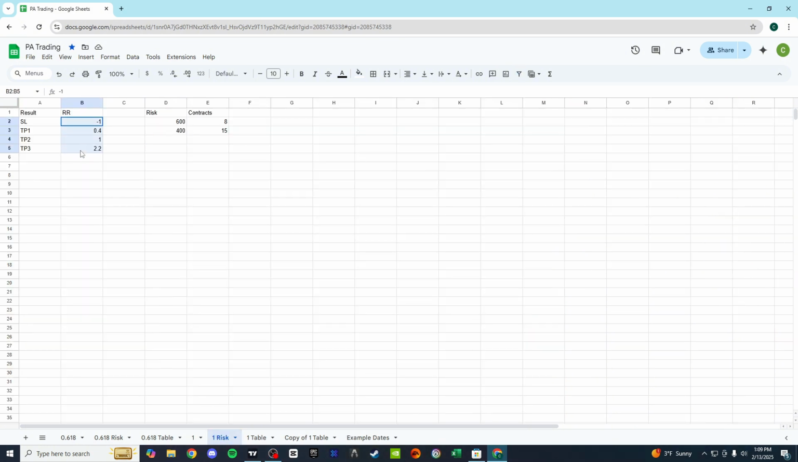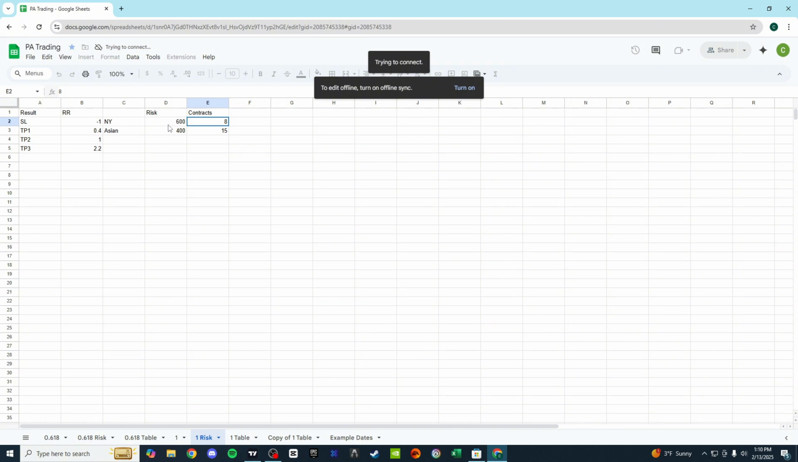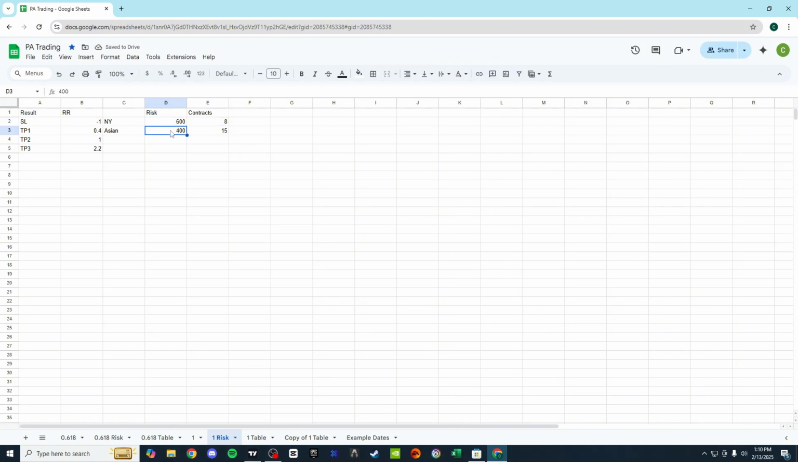So for the risk, these are the RRs that are calculated with those. This is going to be New York, and this is going to be Asian. This is dollar risk per trade. You can see Asian is a little bit less. That's because you take quite a few more trades. You average like 3 to 4 compared to 1 to 2. And also in Asian, I allowed myself to take 2 losses in a day before I'm done. In New York, if I take 1 loss, I'm done.